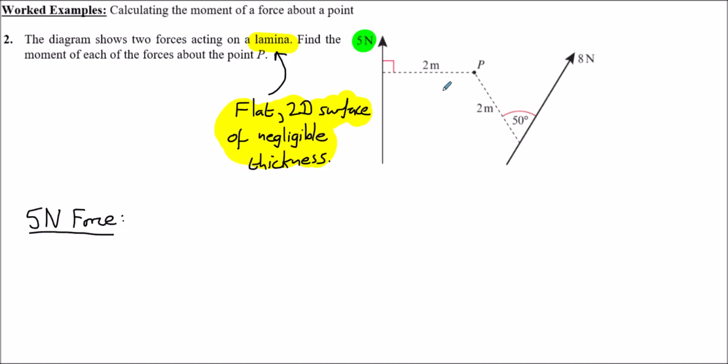So the moment of this one is very easy to work out because we're told the perpendicular distance from P to the line of action already. It's 2 meters. So that's just going to be 5, the magnitude of the force, multiplied by the perpendicular distance, which is 2. 5 times 2 is 10 Newton meters, which is going to be in a clockwise direction. Simple as.